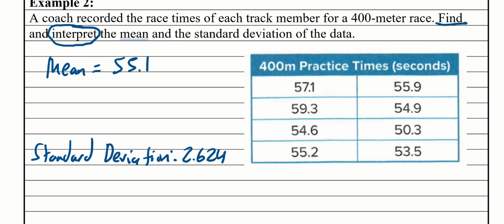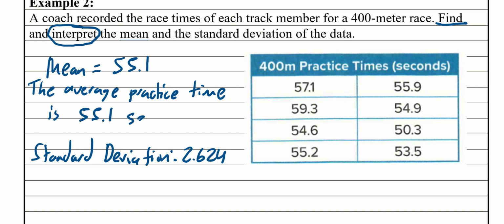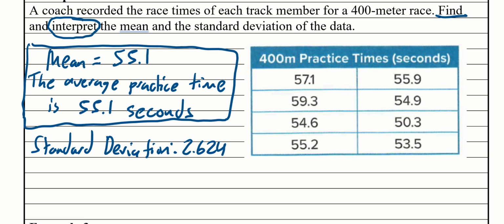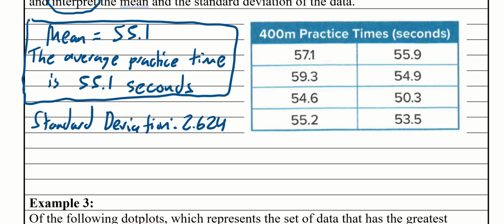So the mean is pretty straightforward. It's the average time, so the average practice time. So I could just simply say the average practice time, let's say, is 55.1, and then it looks like the unit for this is seconds. So that is what the mean tells me. It's the average practice time. And if I wanted to be even more specific, I could say these are the 400-meter times. So that's the first part.